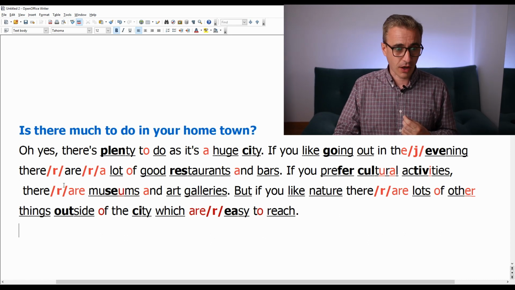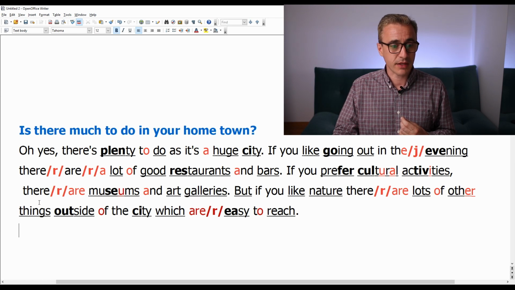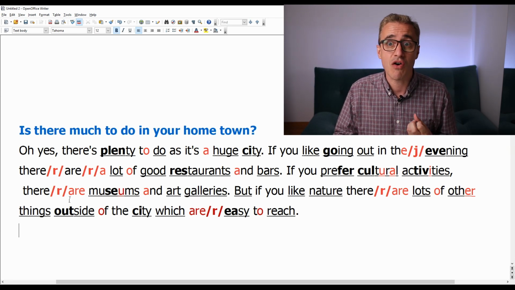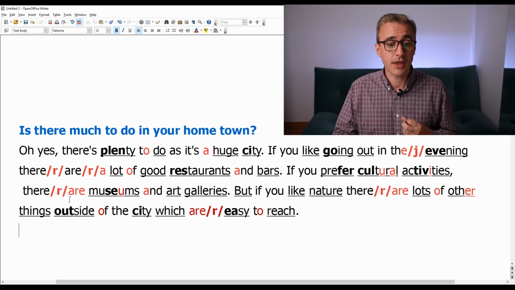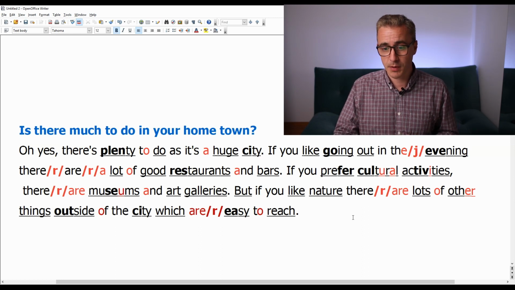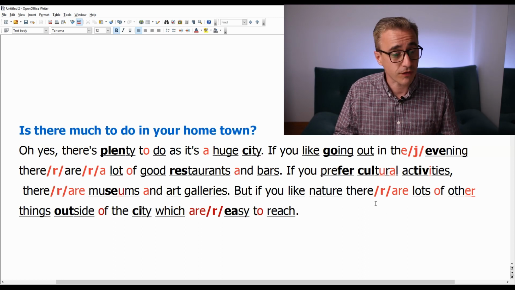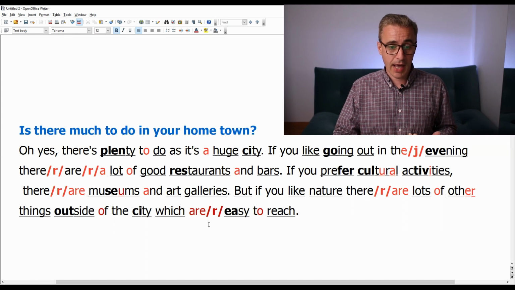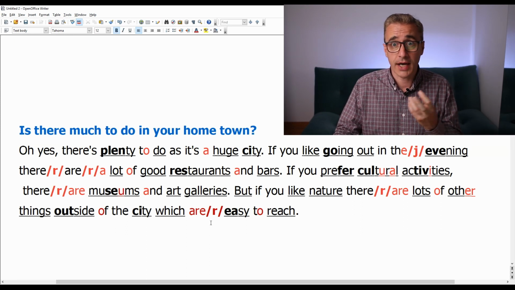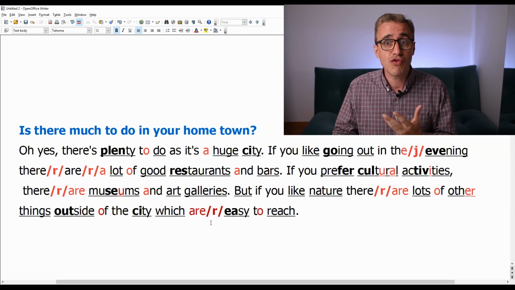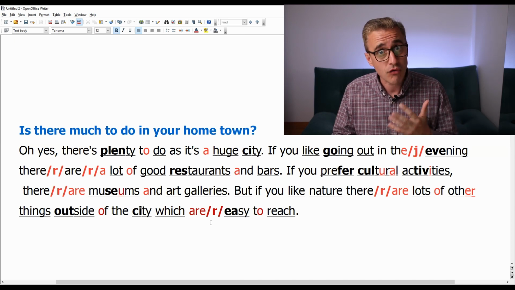And further on, we have another R insertion here of the same thing. So there are, there are. There are museums and art galleries. Another one here. There are lots of other things outside. And also we have here, so are and easy, are easy, are easy.